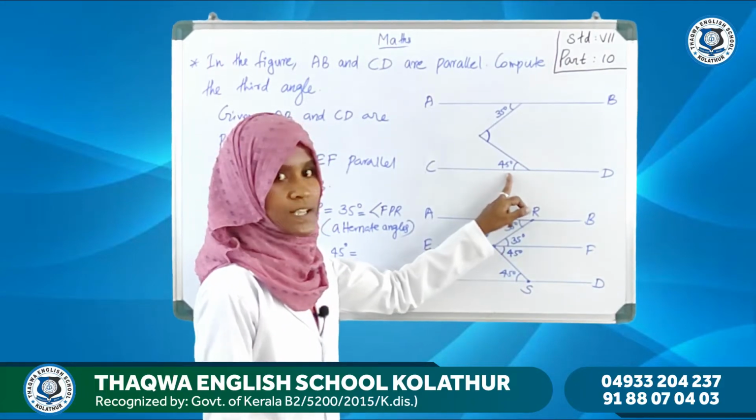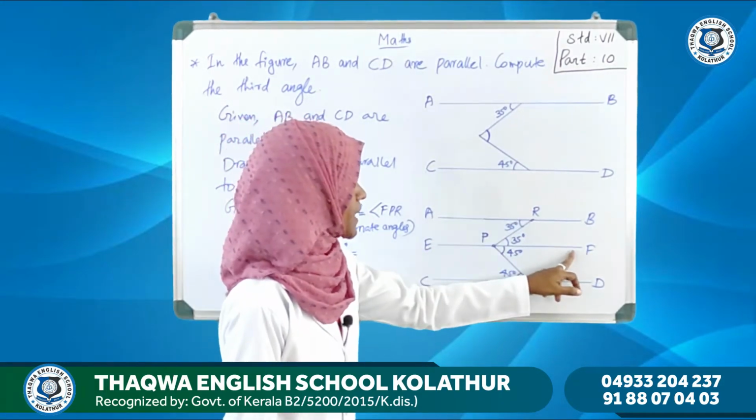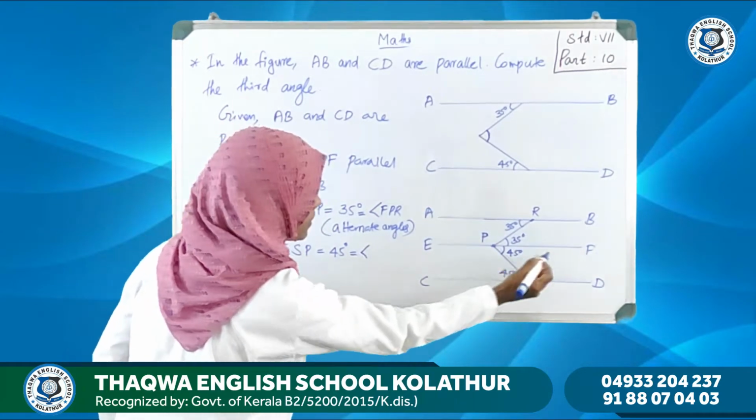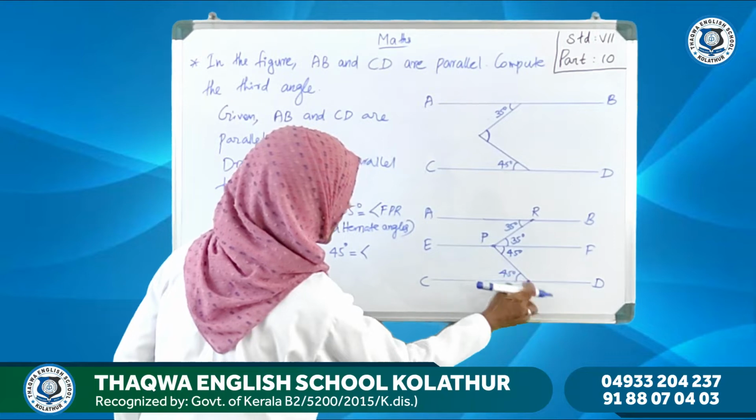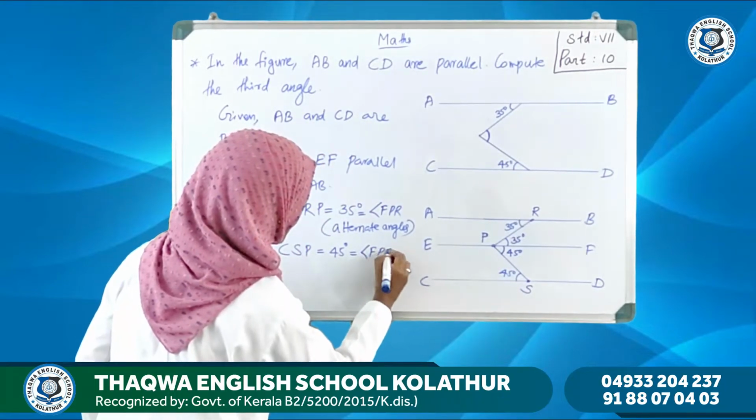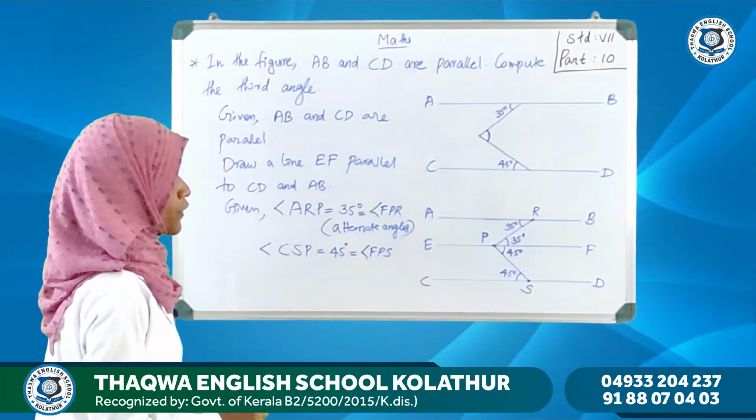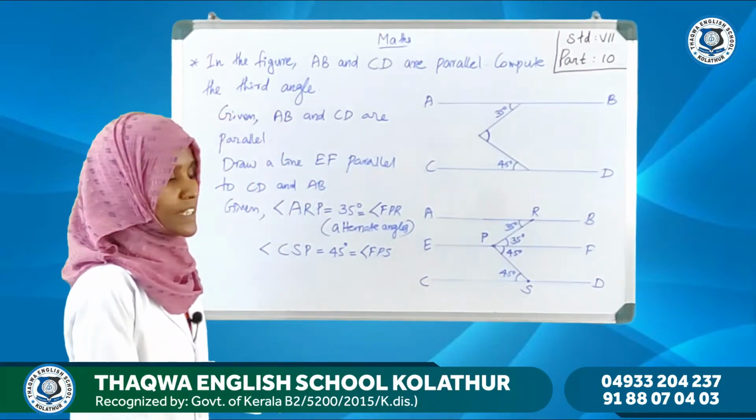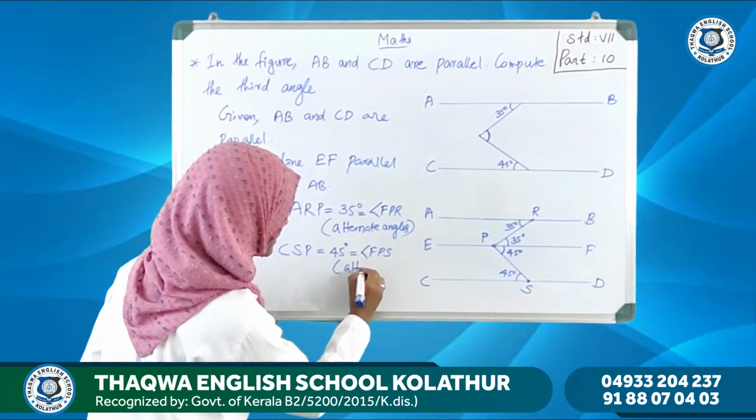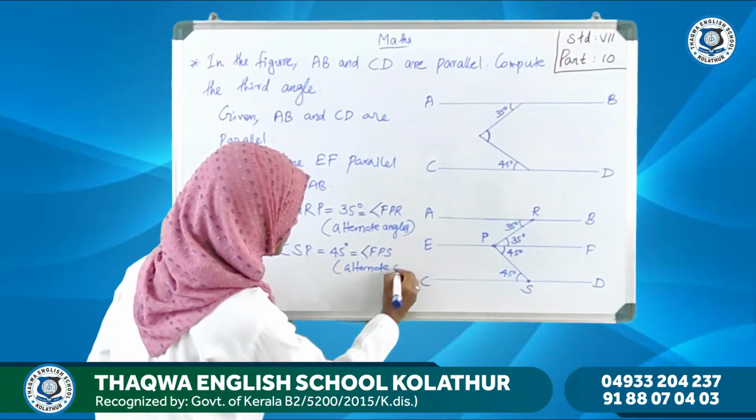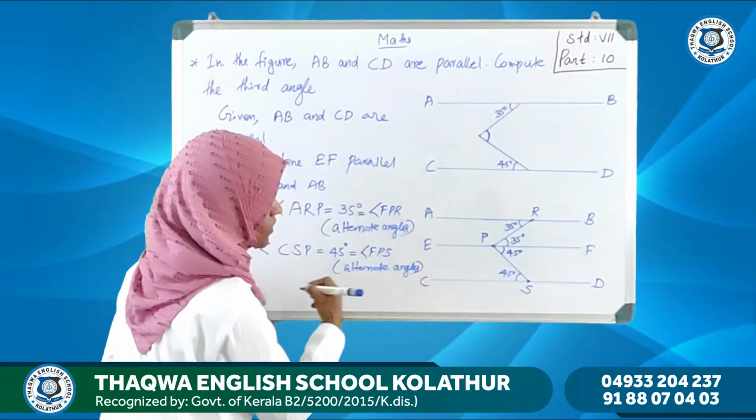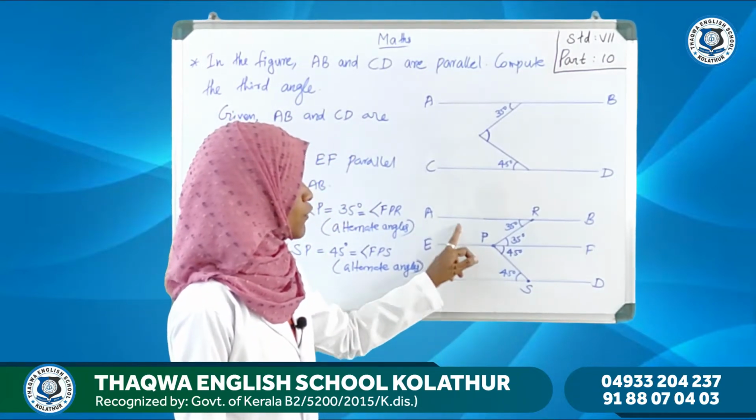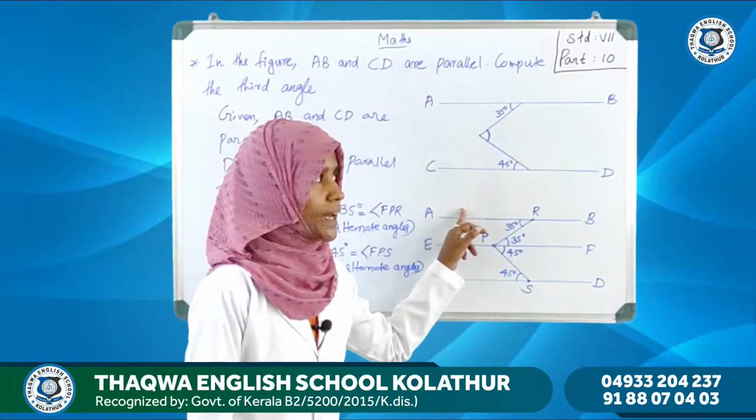CSP equals 45 degree. Then angle FPS is also 45 degree. CSP, FPS. What is the reason? Alternate angles. Why? Yes, the lines CD, EF and AB are parallel.